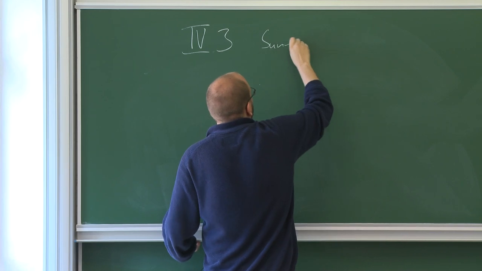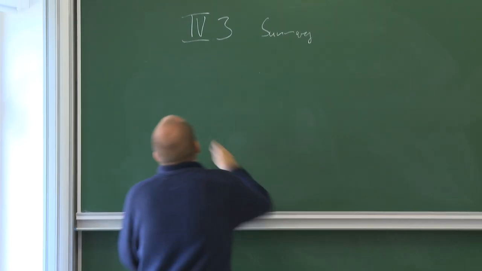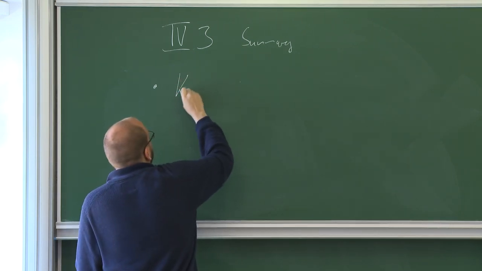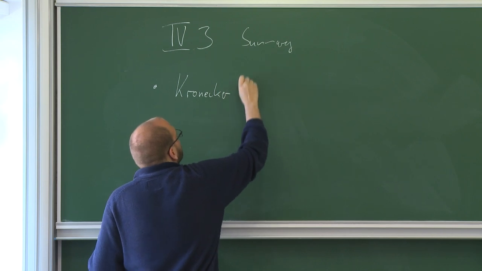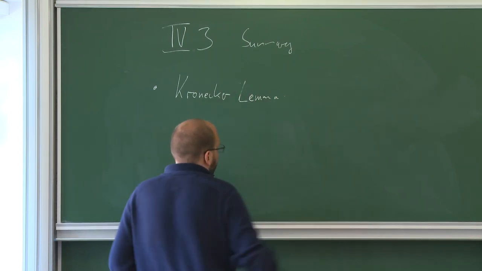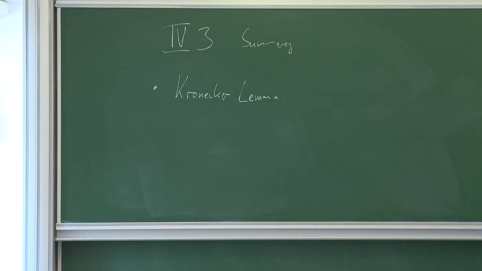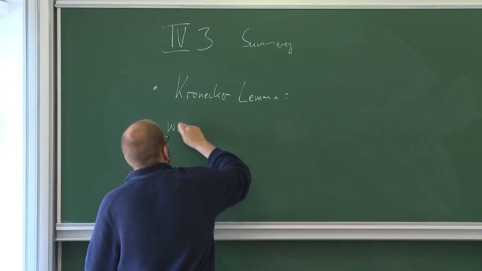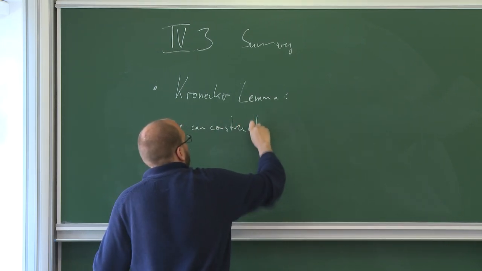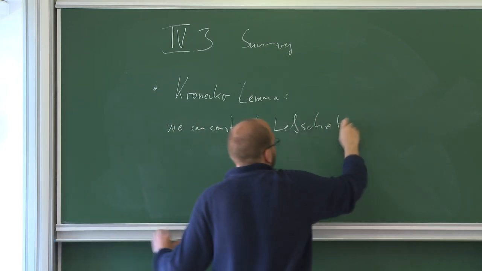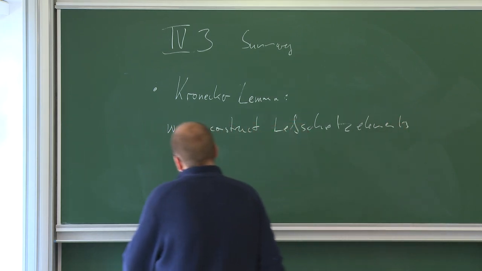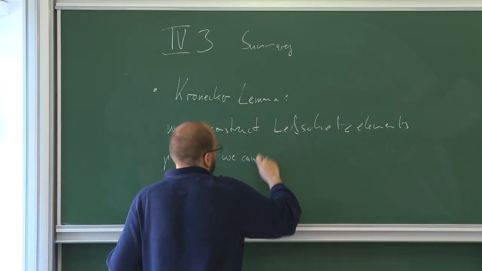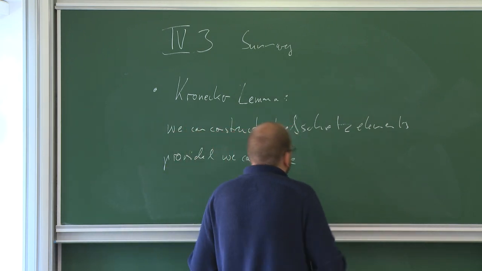For the summary, what do we have? We have the conical lemma, and what did the conical lemma give us specifically? It told us we can construct Lefschetz elements, provided we can prove the non-degeneracy of pairing.